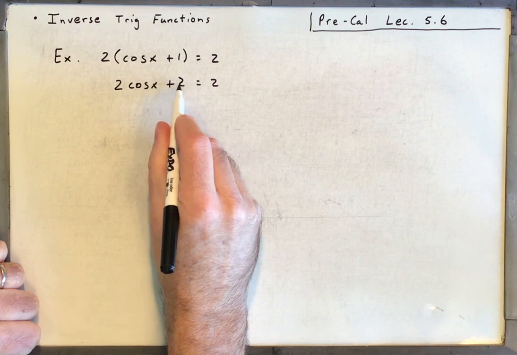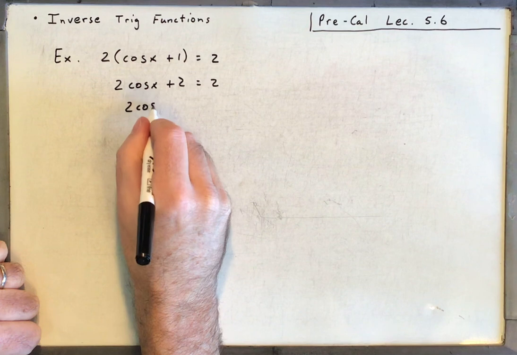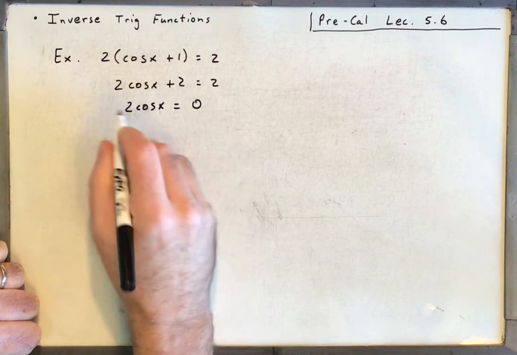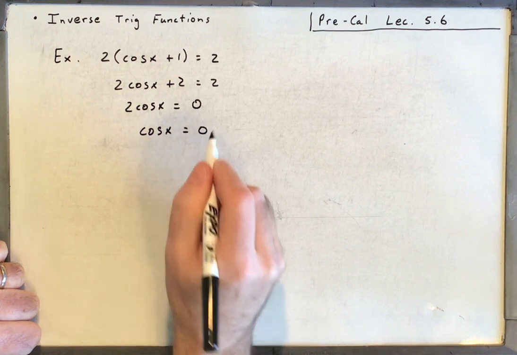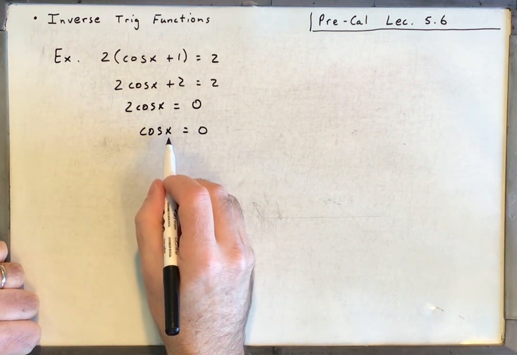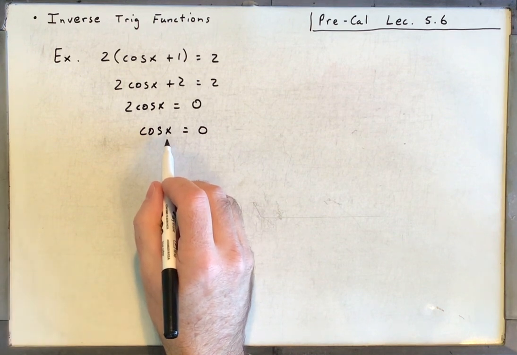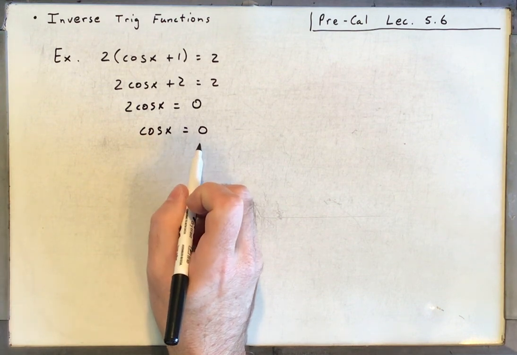Let's move this 2 over to the other side, so subtract 2 from both sides. We'd have 2 cosine x equals 0. Divide both sides by 2. Have cosine x equals 0. All right, so cosine x is equal to 0. So what angle would give us 0?